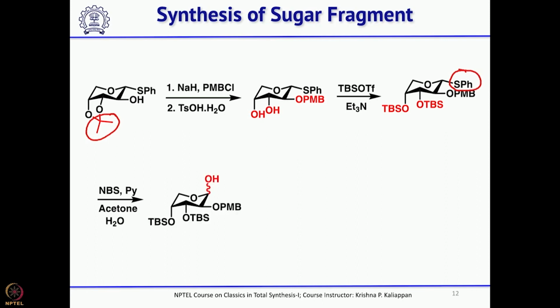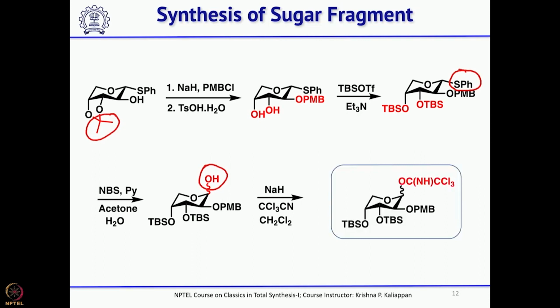Okay. So this should be converted into a good leaving group now, so that when you make the core structure of eleutherobin, then you should be able to couple. Okay. So for that you treat with sodium hydride and trichloroacetonitrile, and this OH becomes OC(NH)CCl3, that is trichloroacetimidate. Okay. So this is the sugar fragment which we need to couple with the allylic alcohol.